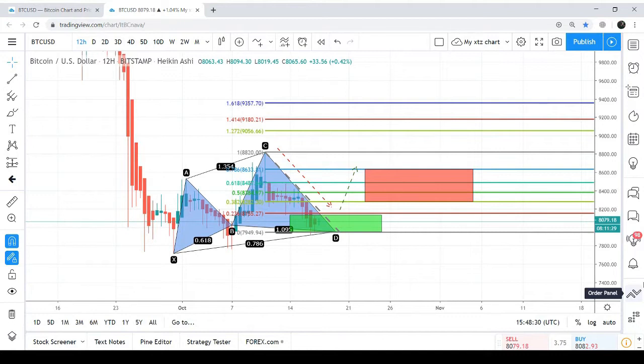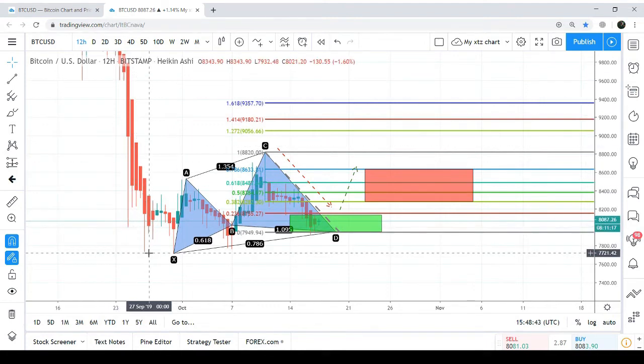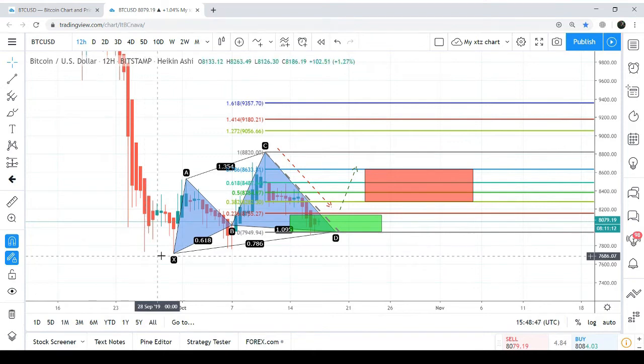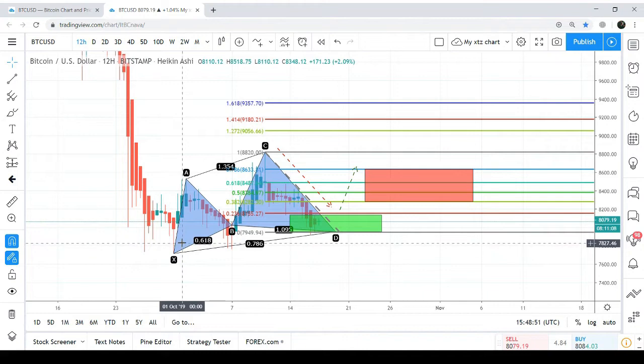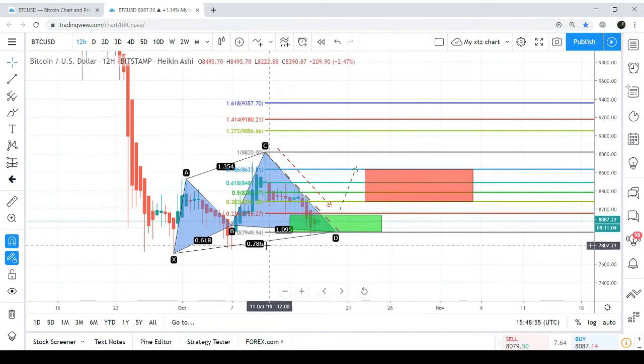I've just published this chart a few hours back, therefore I did not remove any drawing tools or patterns from this chart, for your understanding. We can see after this drop, the price action dropped to almost $7,733. After that, the price action took the bullish divergence and started the formation of a bullish Cypher pattern and completed the bullish Cypher on this 12-hour chart.